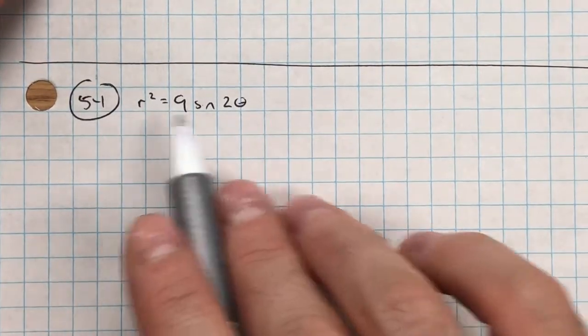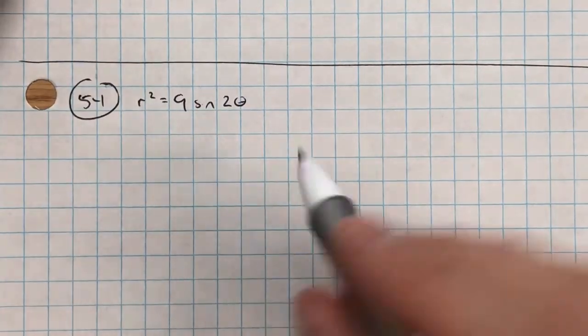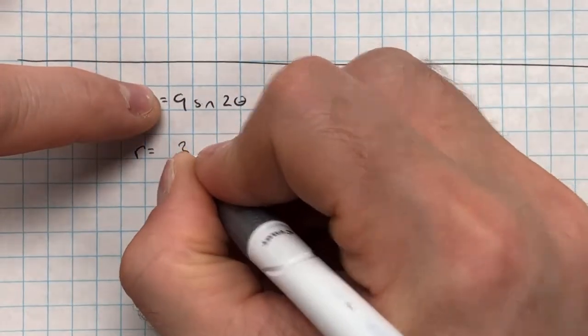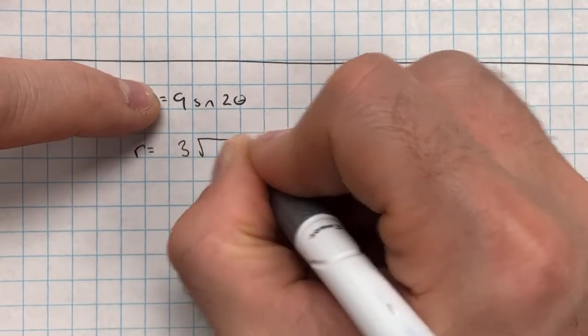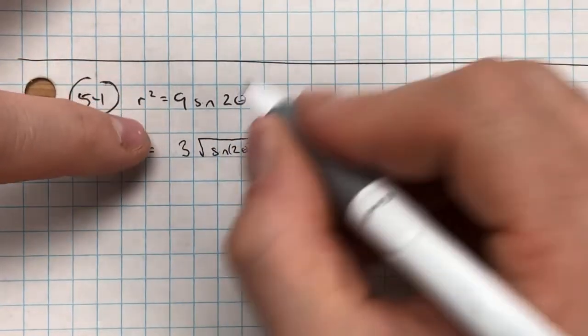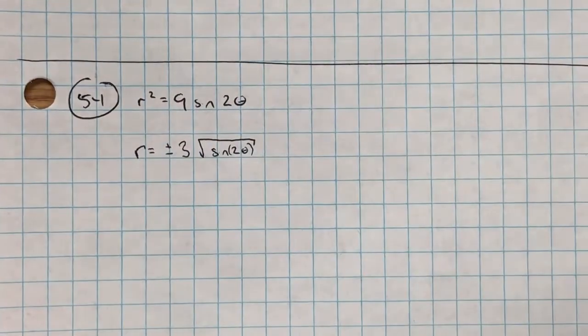Okay, so with an r squared, my first step is to break that down into a regular equation, which means I square root both sides. So r is, the square root of 9 is 3, and the square root of that is just root sine of 2 theta. And because I artificially introduced the square root, I have to take both the positive and negative values of this.